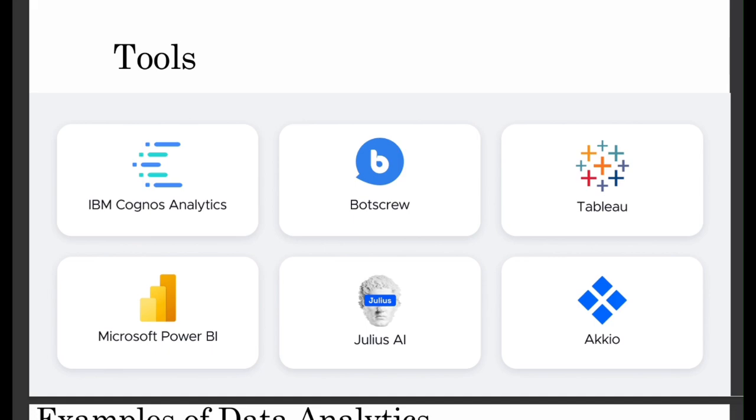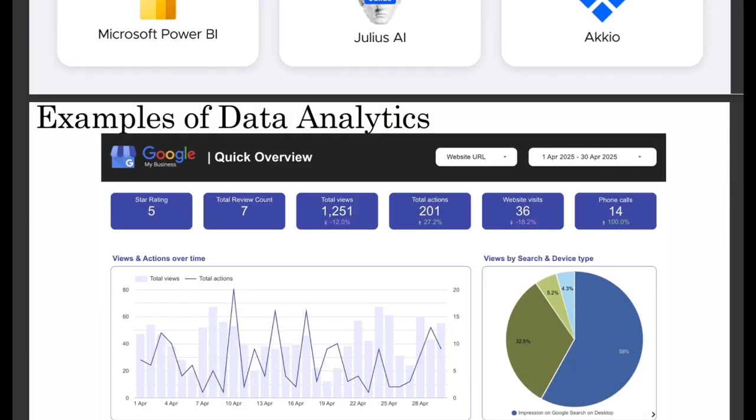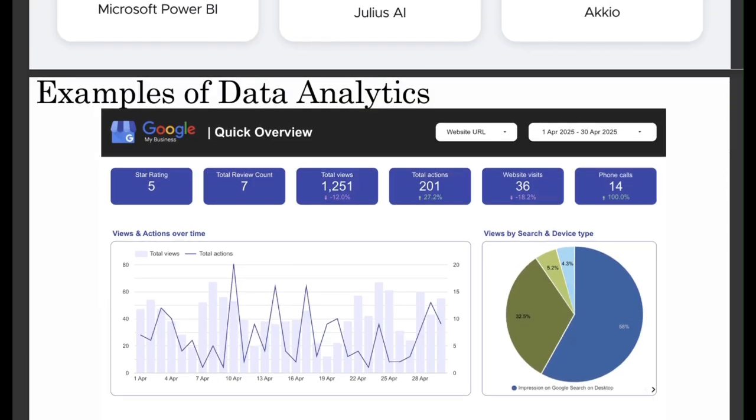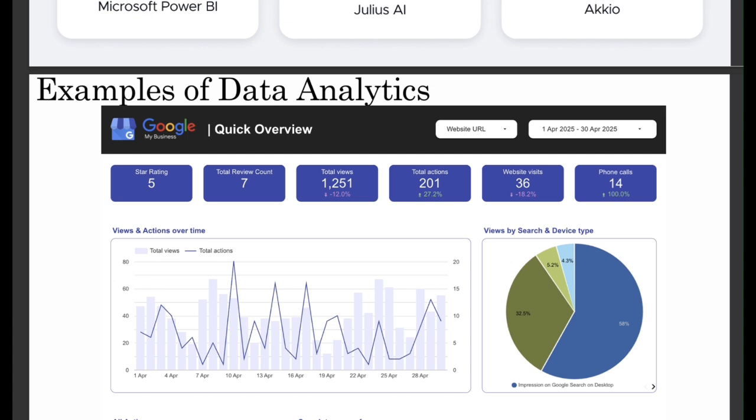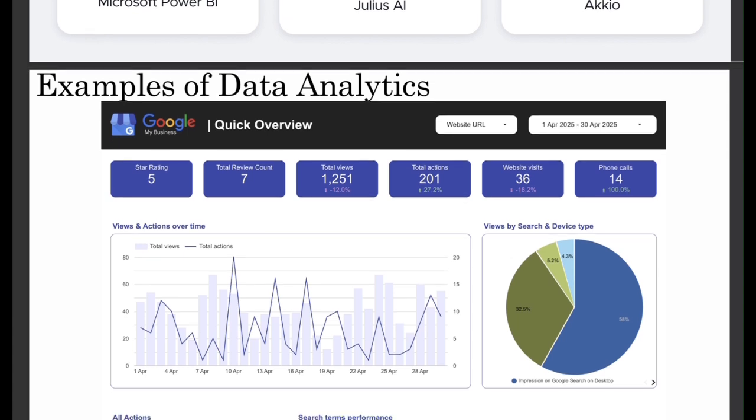Let's ground all of this with real world examples. From the domain of marketing and sales analytics, one of the most data rich domains in business.